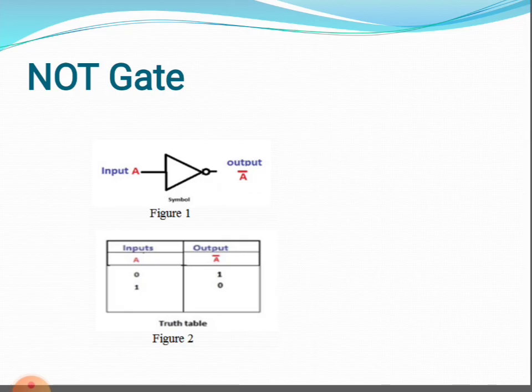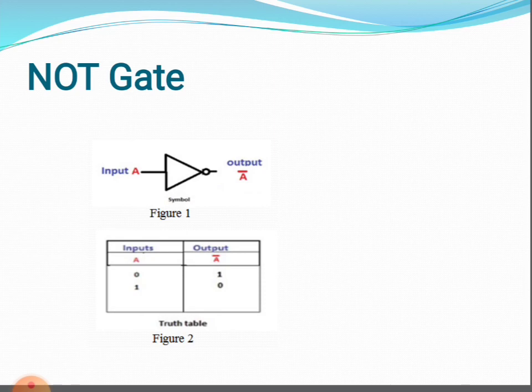A NOT gate is a digital logic gate that implements logical negation. It operates only on a single input. A high output, 1, results if the input is low, that means 0. If the input is high, meaning 1, a low output, meaning 0, results. The NOT gate has only one input and only one output.